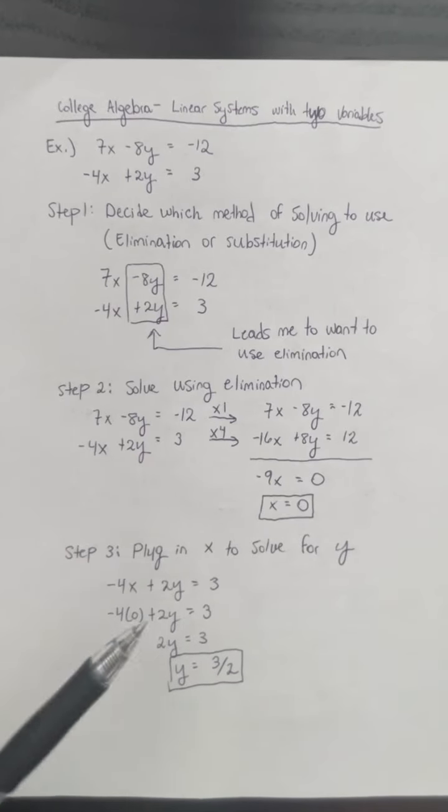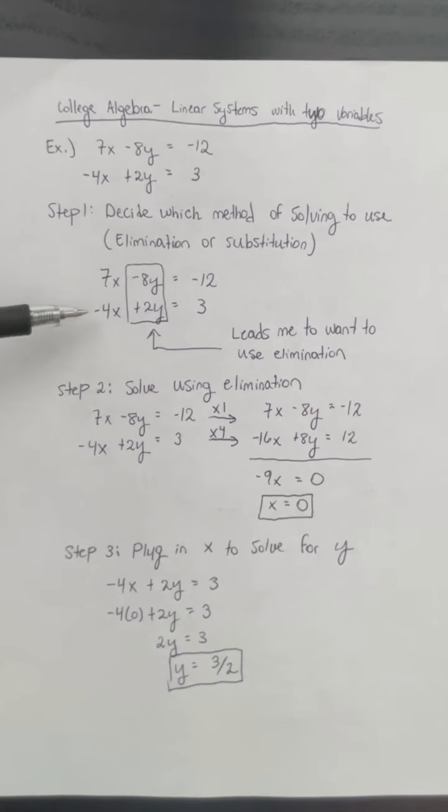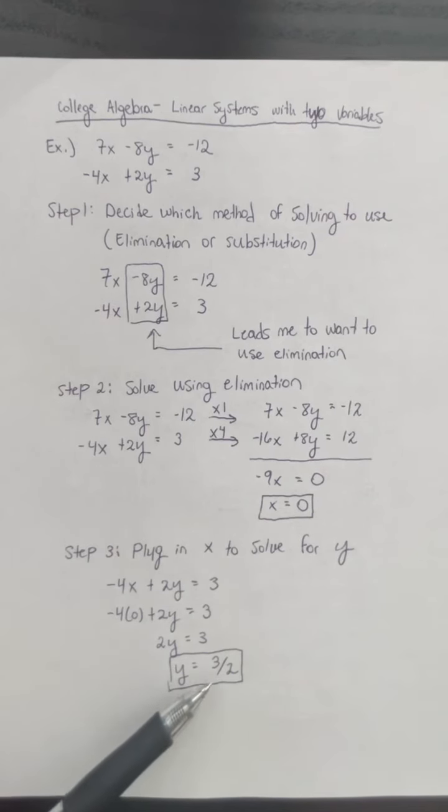The last step is we just want to plug in this x value to solve for y. So we can really pick either of these equations. For this scenario, we picked the second equation. So we have negative 4x plus 2y, which is equal to 3. Plug in the 0 for x, and we get 2y is equal to 3. And we know that y is equal to 3/2.